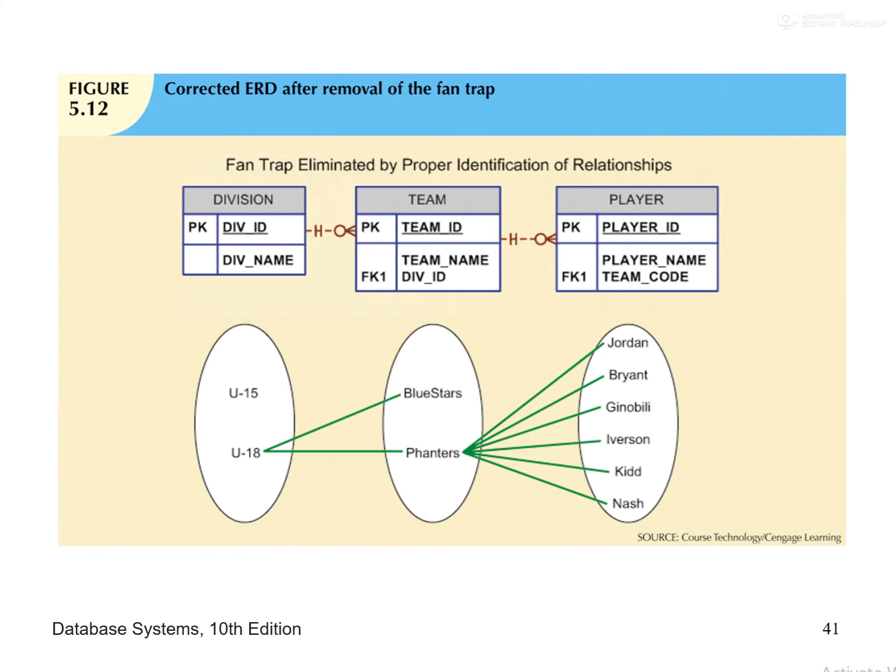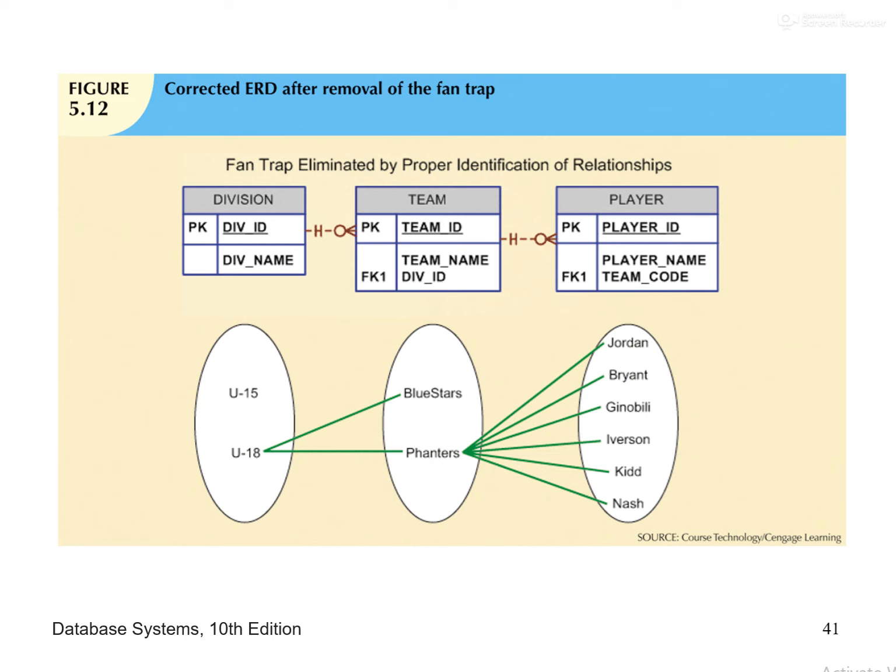Okay, now this diagram shows the correct ER diagram after solving the fan trap problem. You can now see that division is in a one-to-many relationship with team, and team is then in a one-to-many relationship with player. Now if I want to find out which team Jordan belongs to, I can immediately find out Jordan belongs to Planters, and Planters belongs to which division? U18.